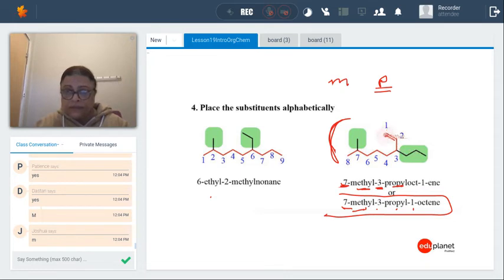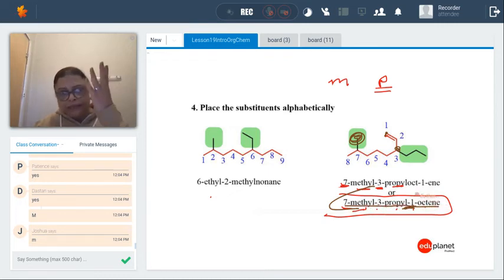All right, I will remove all the ugly red things and take a brown color. All right, so 7-methyl, 3-propyl, M before P, 1-octane. Why 1-octane? You also need to give the location of the double bond, not only the location of the substituents, but also where the double bond starts. And the double bond starts at carbon number 1. Okay, so this is the name.